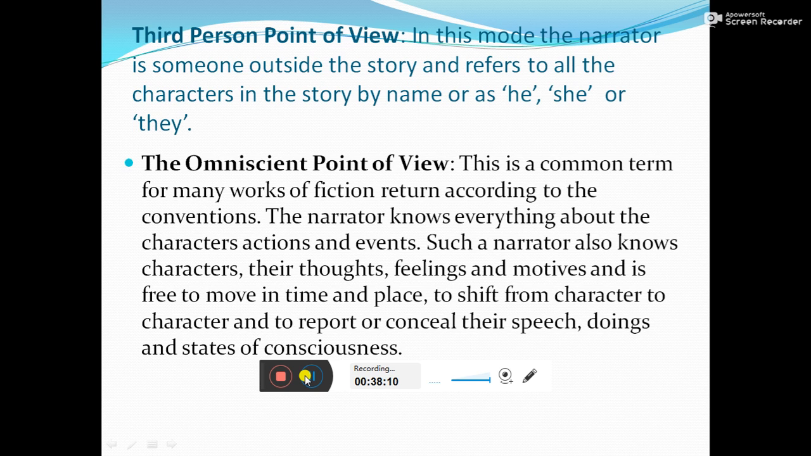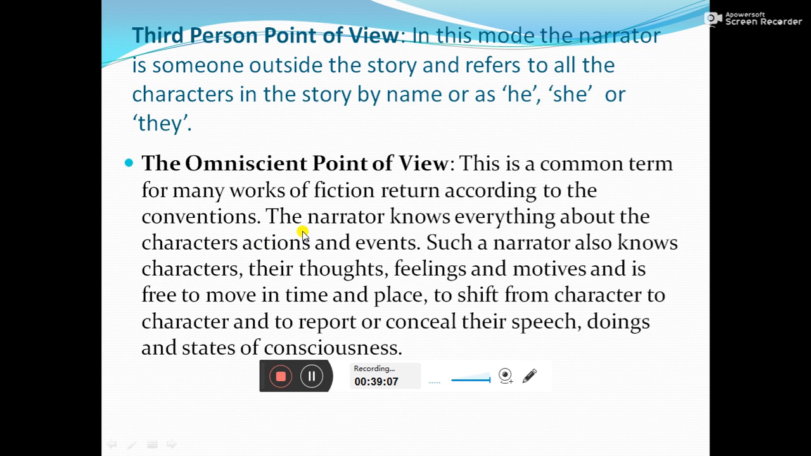The first type of third person point of view is the omniscient point of view. Let's concentrate on this word, omniscient. Omniscient means one who knows all. So we always call God omniscient, knowing all. And such a narrator in omniscient point of view is just like God. How? We will see. This is a common term for many works of fiction written according to the conventions, written according to traditions. The narrator knows everything, like God, as I said. He or she is omniscient.